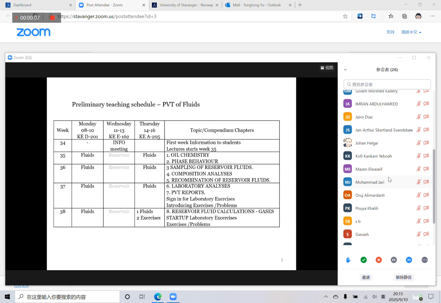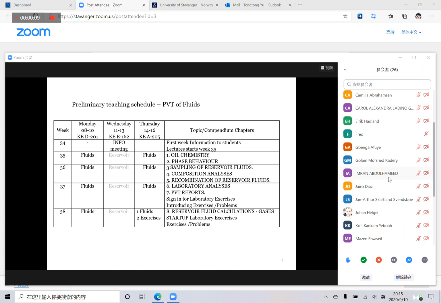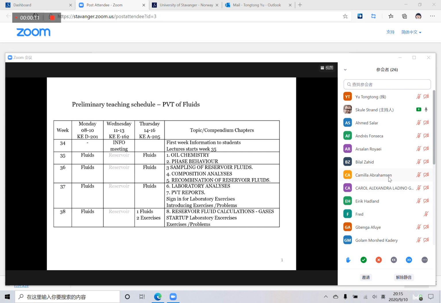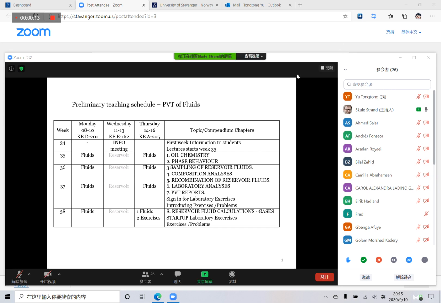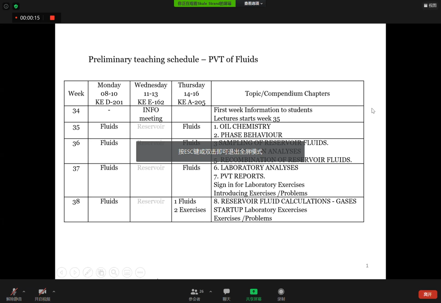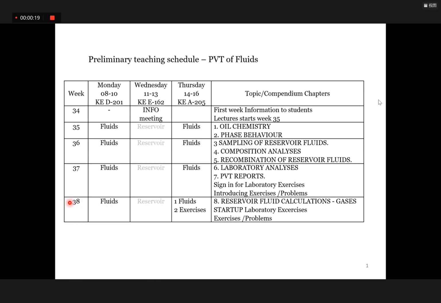Okay, there is still a preliminary teaching schedule. We are now in week 37. For the students that are on campus, they should now be able to sign in for the laboratory exercises. How should they sign in for the laboratory exercises?